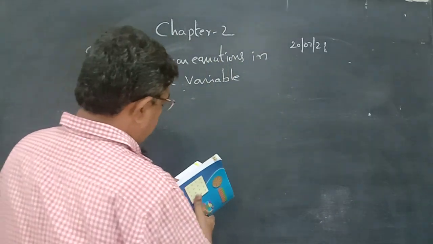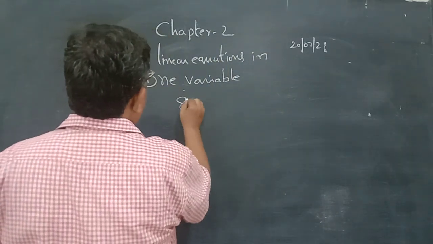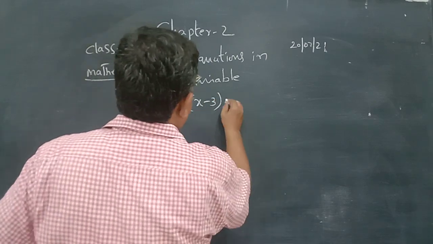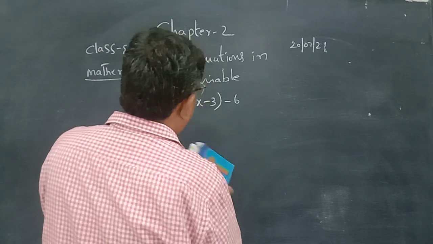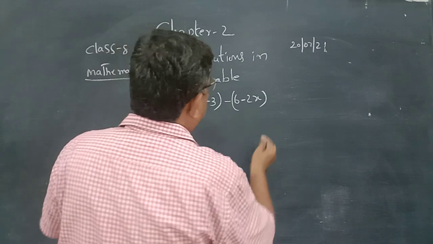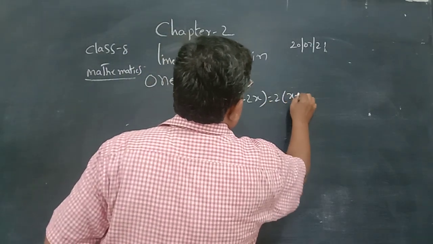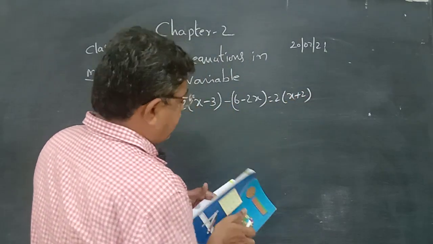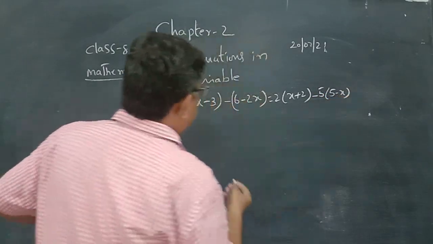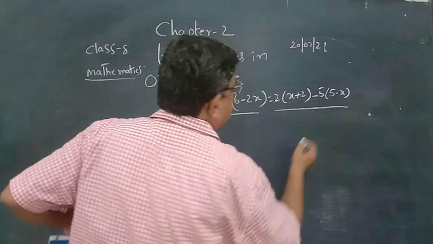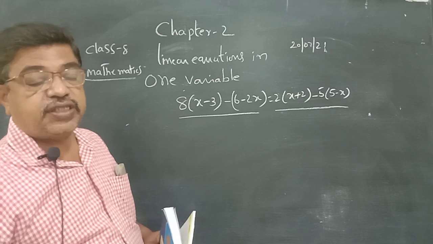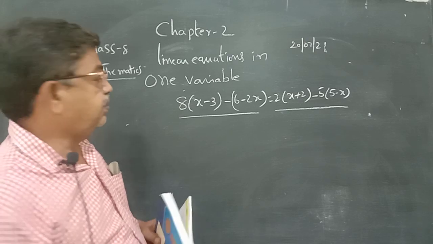Next, 8 into x minus 3 minus 6 into, minus of 6 minus 2x is equal to 2 into x plus 2 minus 5 into 5 minus x. Again, there are two terms on LHS and two terms on RHS. First, you want to multiply and simplify the terms which lie on the same side of the equation.